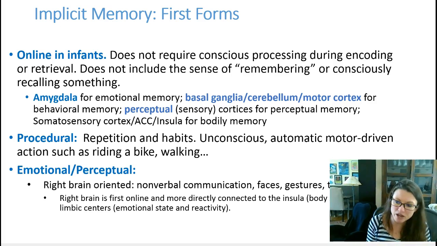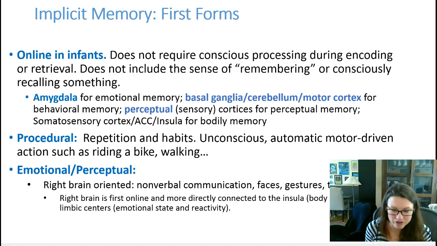So two types of implicit memory. One is procedural, and it comes through repetition and habits. It's unconscious, it's automatic motor-driven action. Riding a bike, walking. So babies have the ability to learn these things, the ability to begin to regulate their reflexes from the get-go. That happens within the first couple of months of life. Things become less just reflexive and more coordinated over time, and that's procedural memory. It's just repeated over and over again in terms of behavior, and then becomes automatic. So you can think about tying shoes. Over time, it becomes automatic. These are procedures that we learn to do. Then there are emotional memories and perceptual memories.